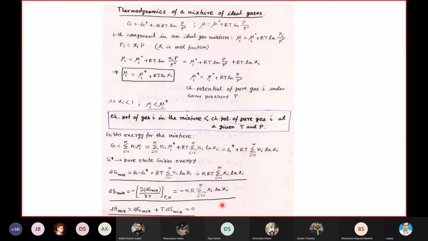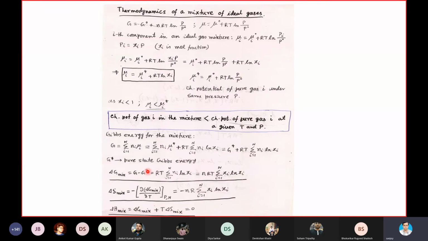Okay, because they are ideal, and the temperature is fixed. So therefore, there is no change in interaction, so delta H does not change. The enthalpy change does not happen. There is no change in enthalpy.